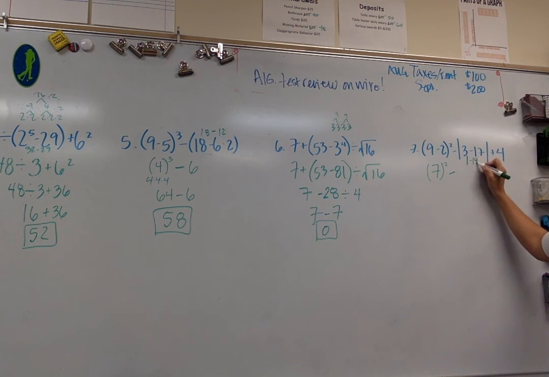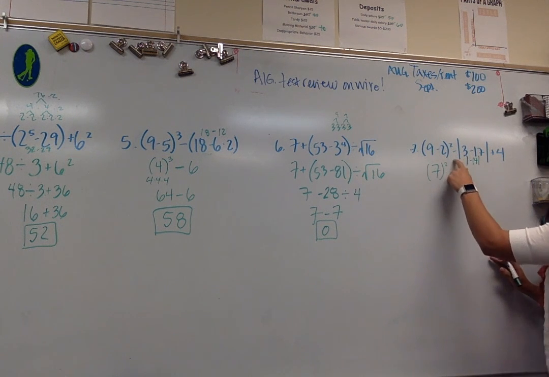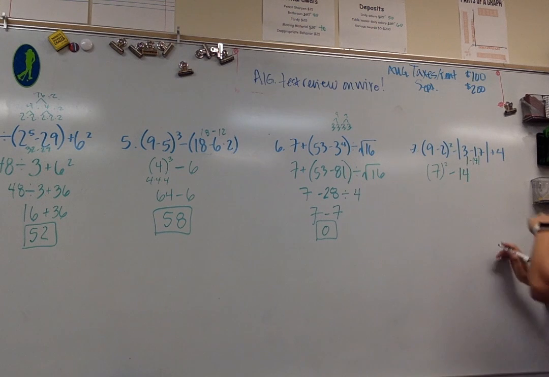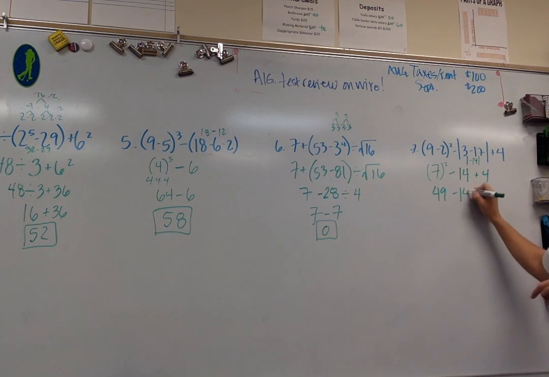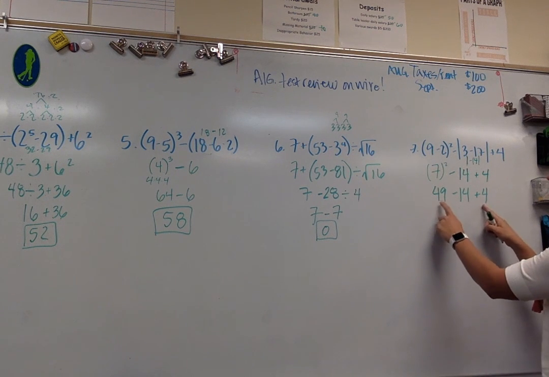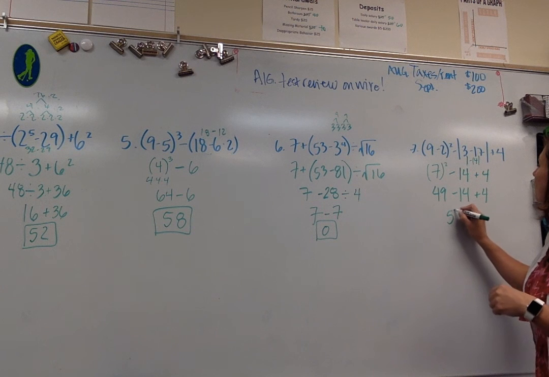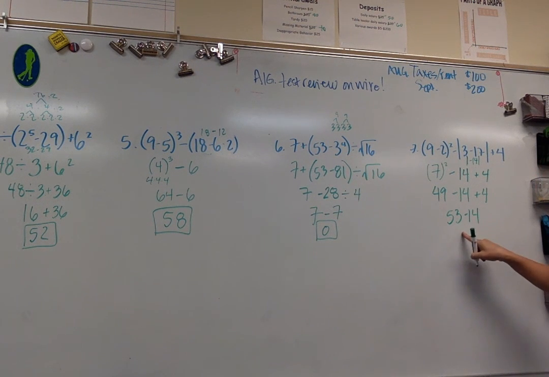3 minus 17 is a negative 14, but because it's in absolute values, I bring it out, and it becomes 14, and I have dropped this sign outside, plus 4 to finish it out. 7 squared is 49, so now I have 49 minus 14 plus 4. And then remember, commutative property, I can go ahead and add 49 and 4 to give me 53, and then do 53 minus 14, and that is still going to give me a 50, no, I'm sorry, that's not. It is going to give me 39. 53 minus 14, yes, it's a 39.